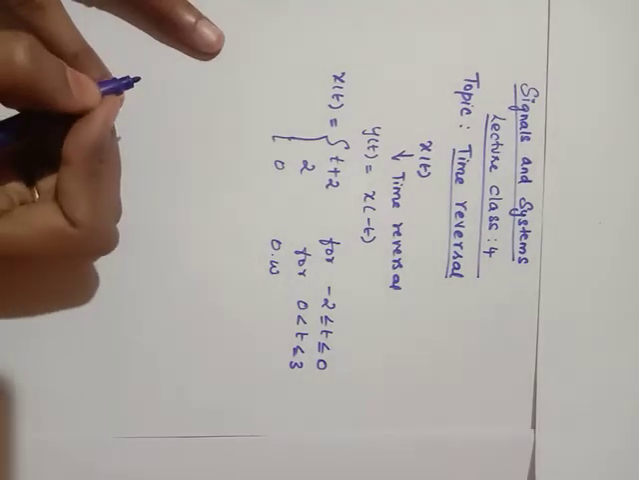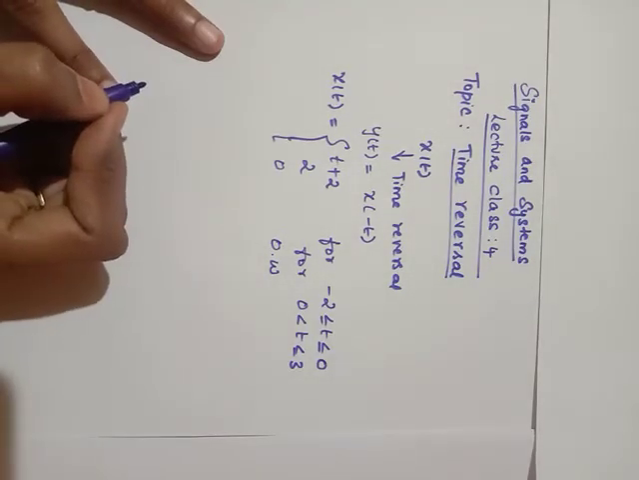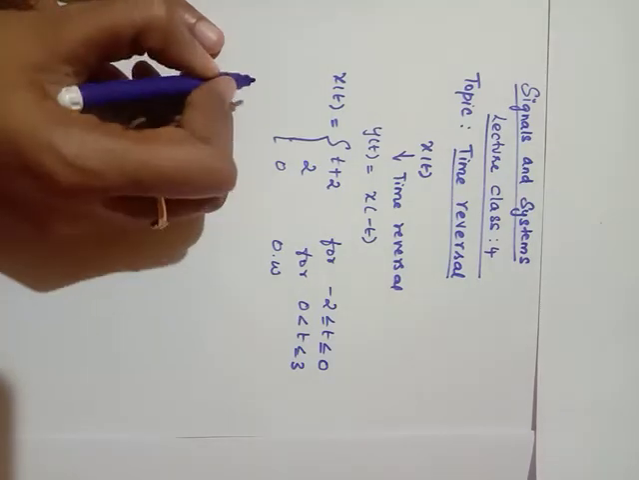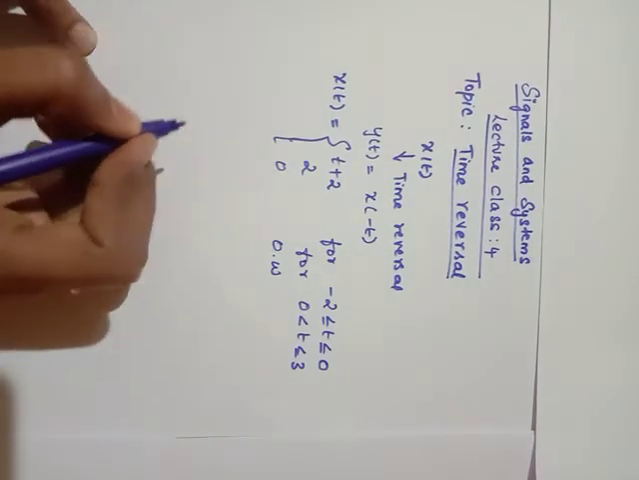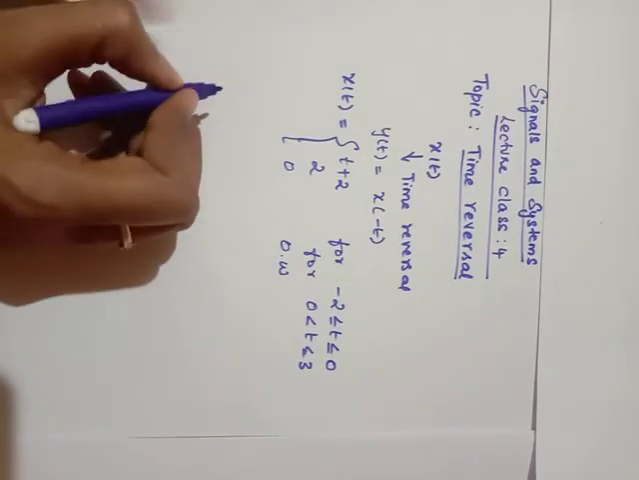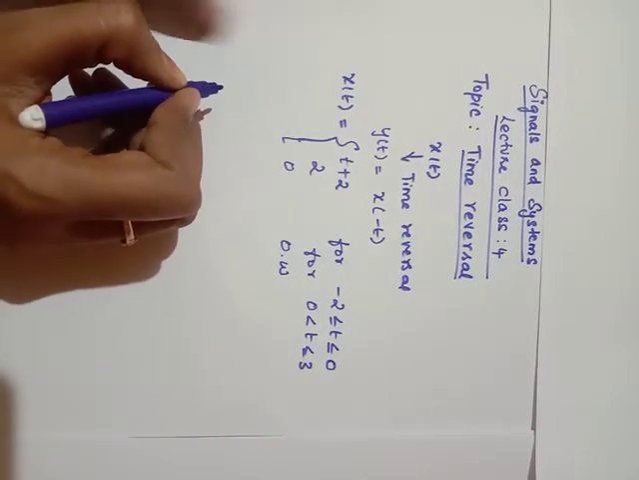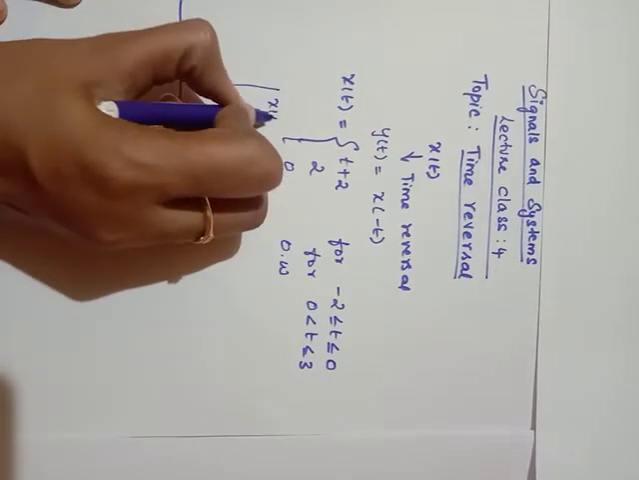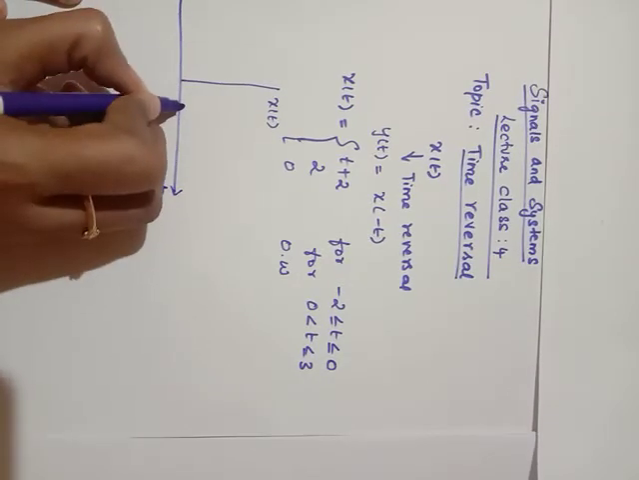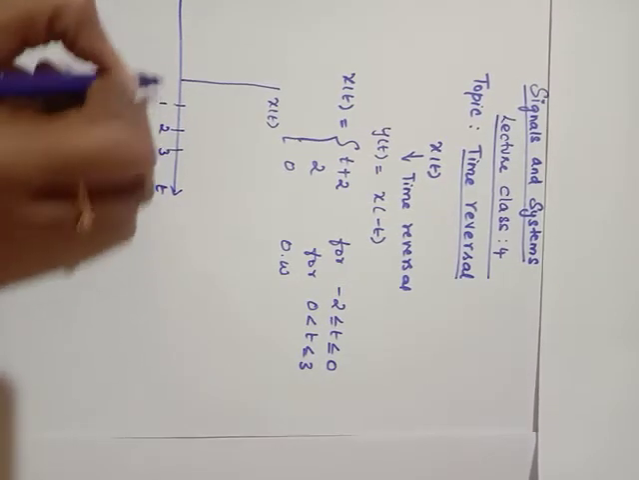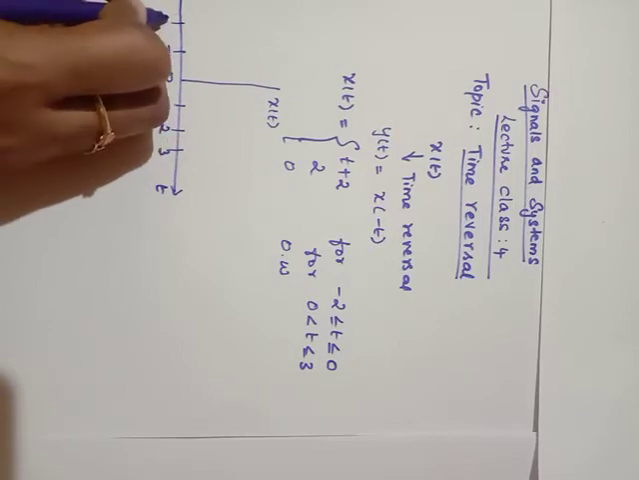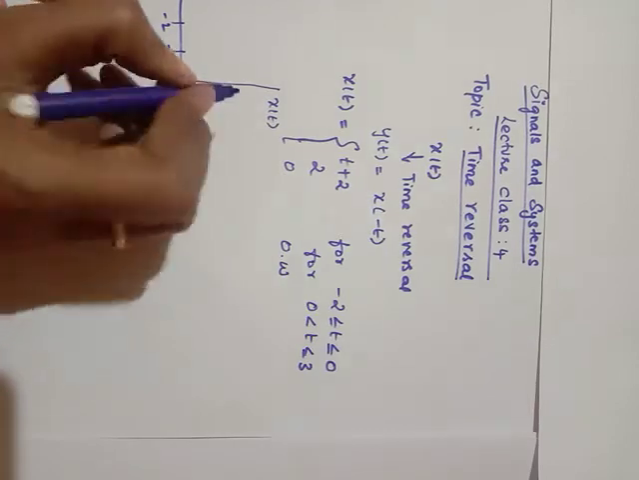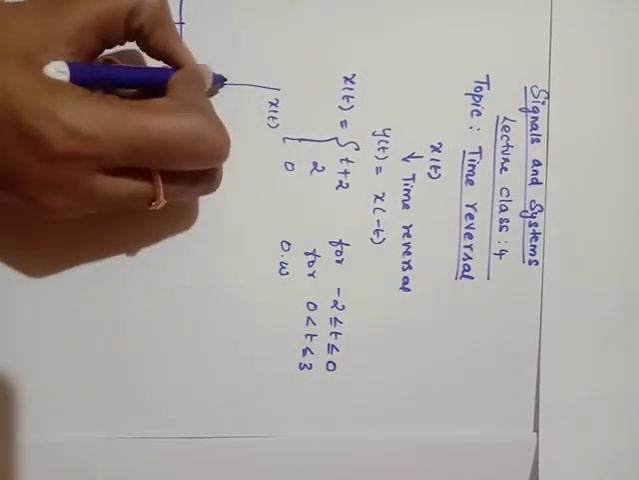Now I need to perform time reversal for it. If you want to perform any operation, the first step is to write its mathematical expression, then its graphical representation. So first we will plot x of t. Consider this is your x of t and here it is t. The time divisions are 1, 2, 3, 0, minus 1, minus 2. So it is from minus 2 to 3. I have drawn it like this. Here it is 1 and here it is 2.